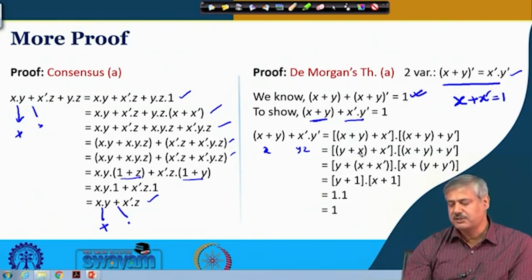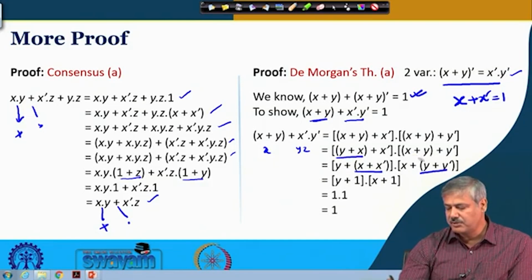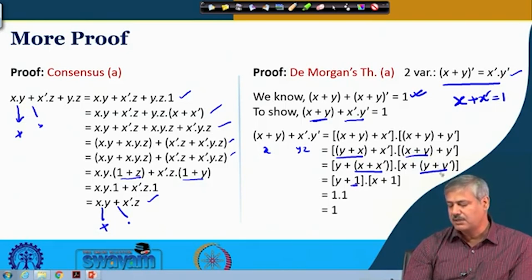So, basically x plus y we can write as y plus x, and this remains the same. Then you can apply associativity. So, this is your associativity. Basically instead of this grouping you are doing this grouping, right. And x plus x prime from complementarity is 1 and y plus y prime from complementarity is 1.